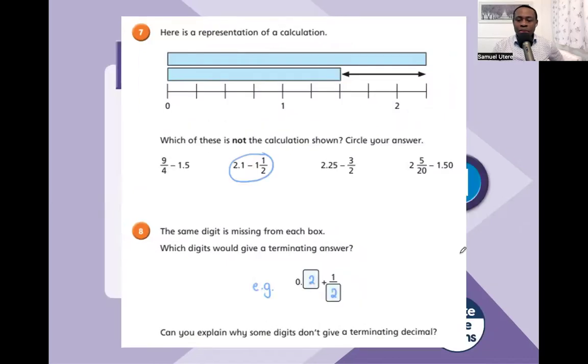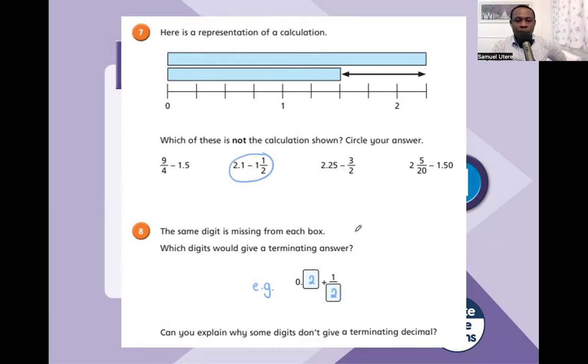Assuming you've paused the video and you've answered the questions, here are the answers. So here is a representation of a calculation. They're asking you which of these is not the calculation shown. It is this one. Why? Because if you look, we have 1, 2, 3, 4. So it's almost like the one we saw before. So this represents 2.25 minus 1/2. Okay, so that is the only one that does not represent it.